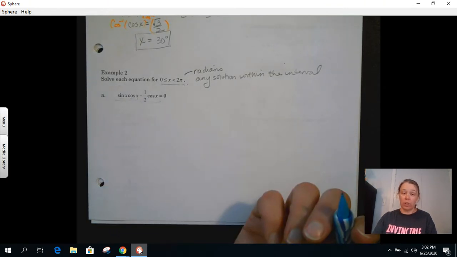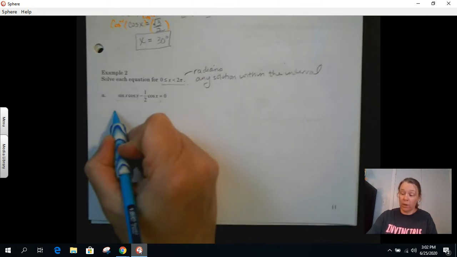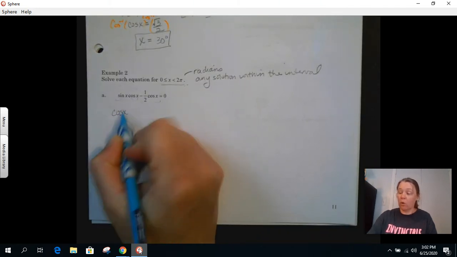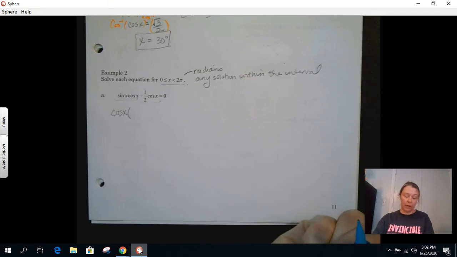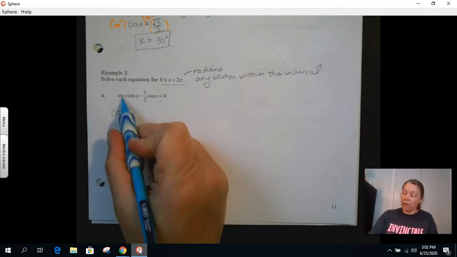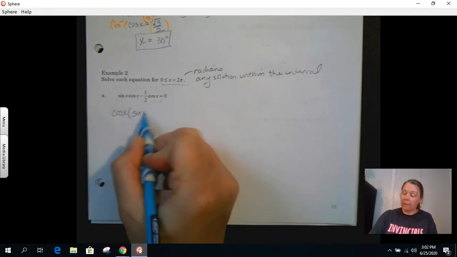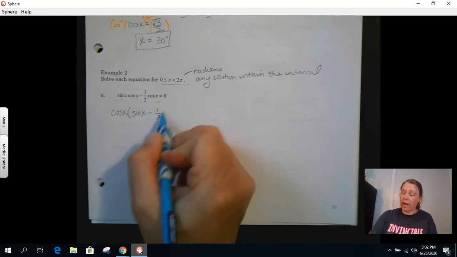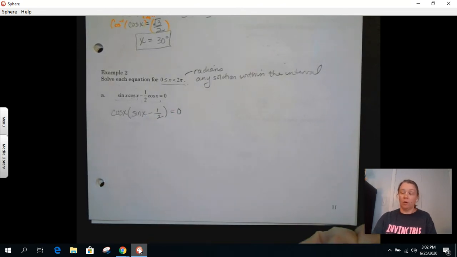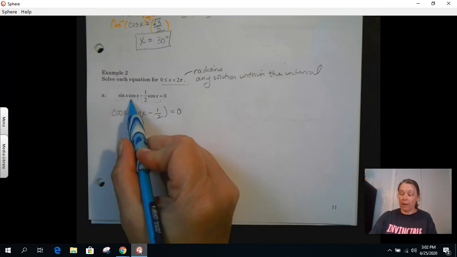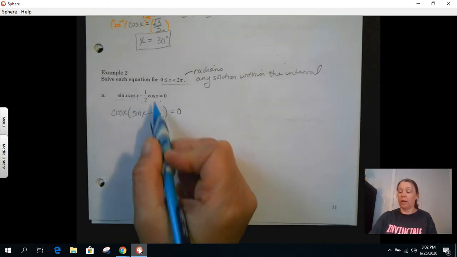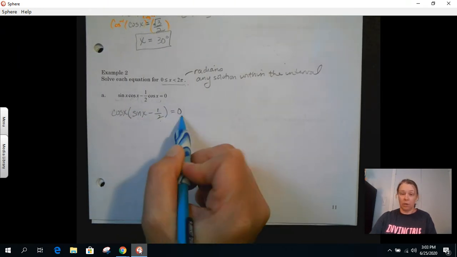So one of our strategies that we can use to solve these is to factor. And it might be box factoring, or here I could pull out a greatest common factor. So here I would be left with sine of x minus 1/2 equals 0. Because if I did cosine times sine, I would get back to here. If I did cosine times negative 1/2, I would get back to here, and then equals 0.